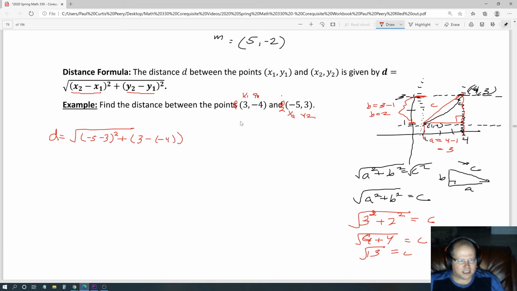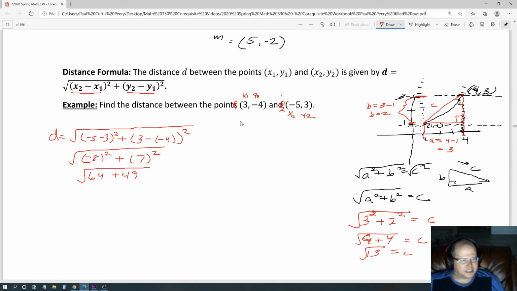Be very careful with your signs there, right? You're subtracting a negative 4. You're not subtracting 4. Those will give you very different answers. So just be careful with your signs there, right? So in this case, we are saying negative 5 minus 3, which is negative 8. And then we're going to square it. Negative 8 times negative 8 is a positive 64. And then we're going to say 3 minus negative 4 is the same as 3 plus 4, which would give you a 7. And 7 squared is positive 49.